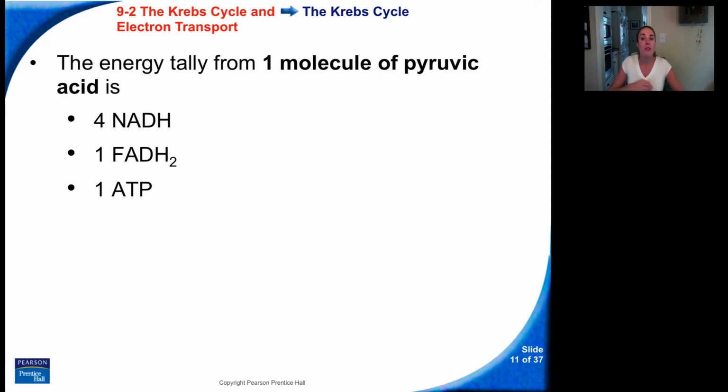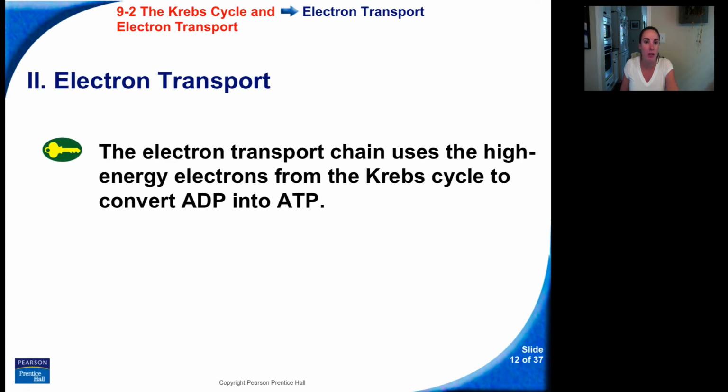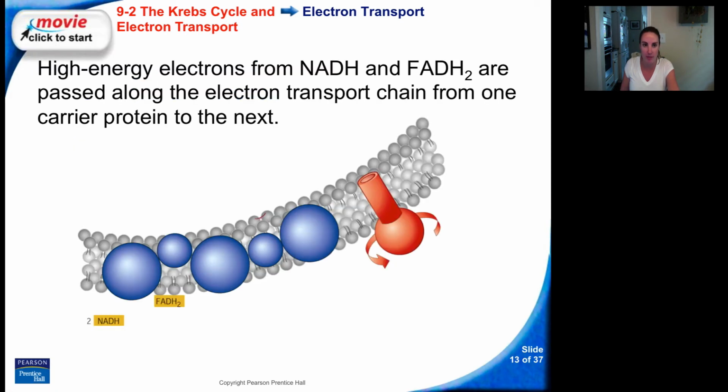So the energy tally from 1 molecule of pyruvic acid is 4 NADH molecules, 1 FADH2 molecule, and 1 molecule of ATP. In the presence of oxygen, those high-energy electrons can be used to generate huge amounts of ATP. So after that, these molecules, these electron carriers, go to the electron transport chain. And that uses the high-energy electrons from the Krebs cycle to convert ADP to ATP. So high-energy electrons from NADH and FADH2 are passed along the electron transport chain from one carrier protein to the next.